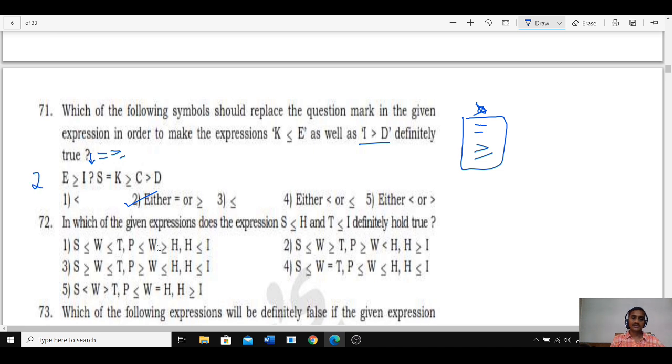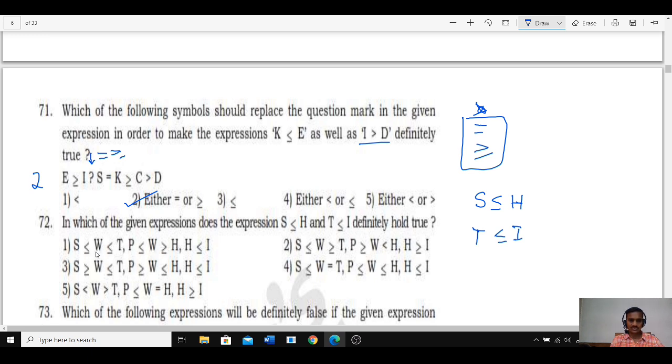Clear? Then 72. In which of the given expressions does the expression s lesser than or equals to h and t lesser than or equals to I both are true or not? S lesser than or equals to h true అవ్వాలి, t lesser than or equals to I కూడా true అవ్వాలి. s కి h కి మధ్యలో చూసుకుంటే s ఇక్కడ, h ఇక్కడ, and s lesser than or equals to h. Hence which element is common here? చెప్పండి ఇక్కడ మనకి S నుంచి Hకి రావాలి. S to T, isn't it?